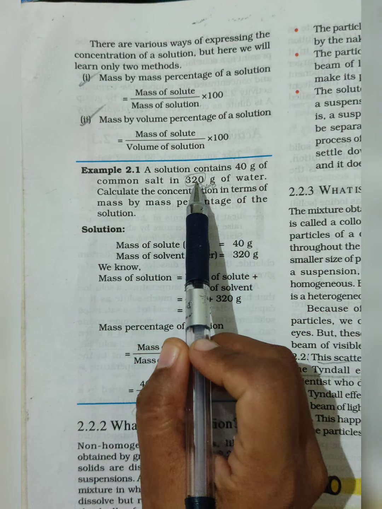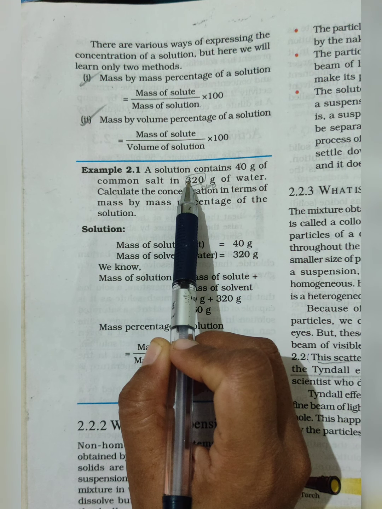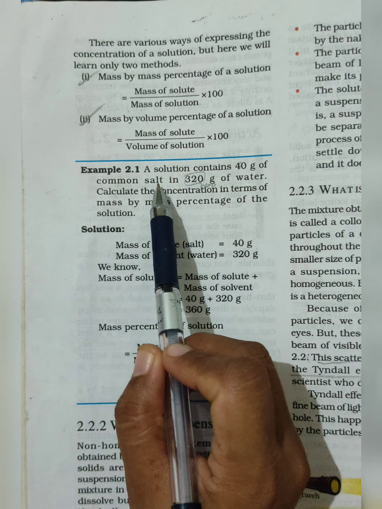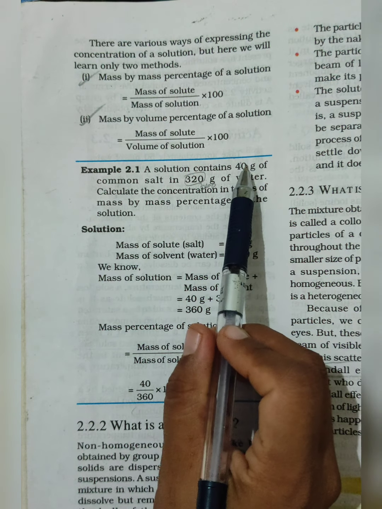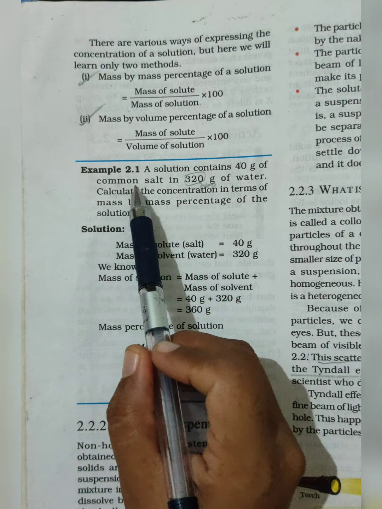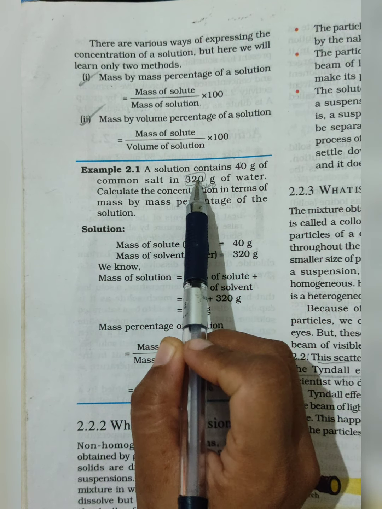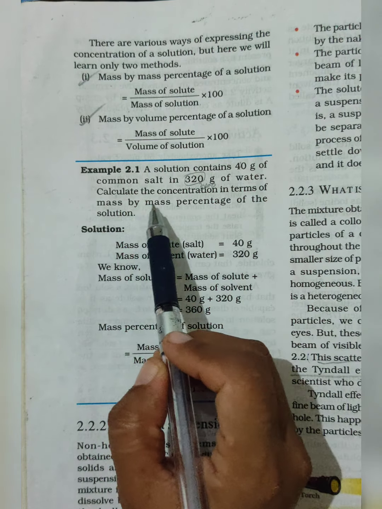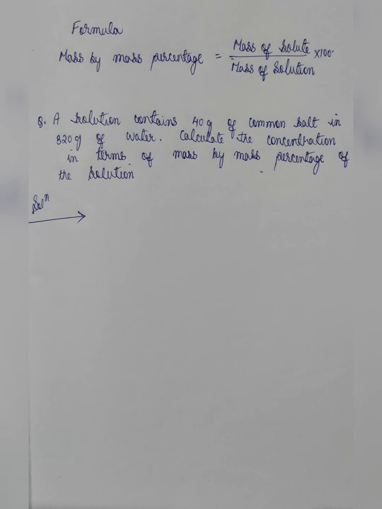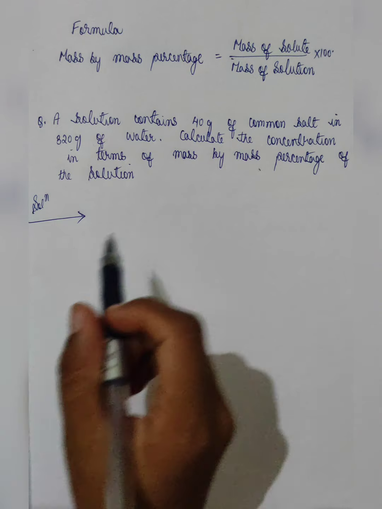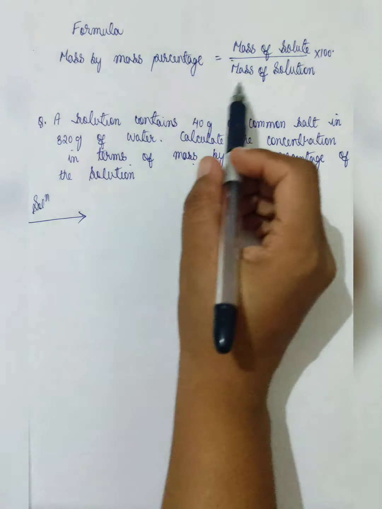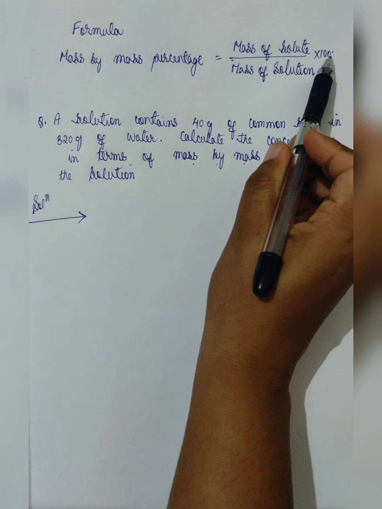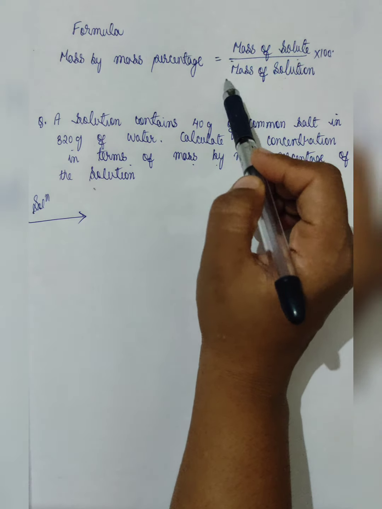We also know that solute plus solvent will give us a solution. When we dissolve salt in water, what will we get? We will get salt solution. So here, when we mix 40 gram of common salt and 320 gram of water, we are going to get our solution. So let us try to calculate the mass by mass percentage. As discussed, we have the formula mass of solute divided by mass of solution into 100. So firstly, we have to identify what is the mass of solute and what is the mass of solution.